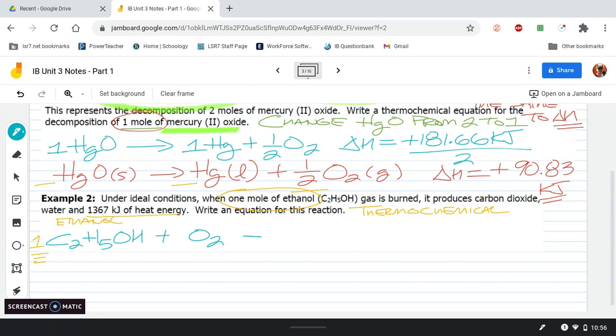So oxygen, carbon dioxide, and water. Now they did give us the fact that it was a gas, so I probably should put that there. That's a gas. That's a gas. So let's do it like that. Okay, and then we get a delta H. And they told us that the delta H was 1367. So did the heat go in or did the heat come out? That's what you have to ask yourself.